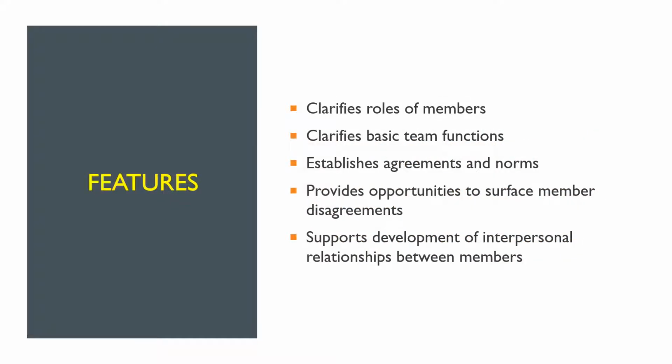Now, this type of intervention has many features and functions. First, it clarifies roles of members. If there's any confusion about responsibilities and roles of leadership, this intervention would help to make things clear. It also clarifies basic team functions. It establishes agreements and norms about the roles and functions. It also provides opportunities to surface member disagreements. Members are more likely to be open to discuss issues with this intervention. Lastly, it supports the development of interpersonal relationships between members. Similar to the previous point made, bonding between members would enhance the effectiveness of teamwork.